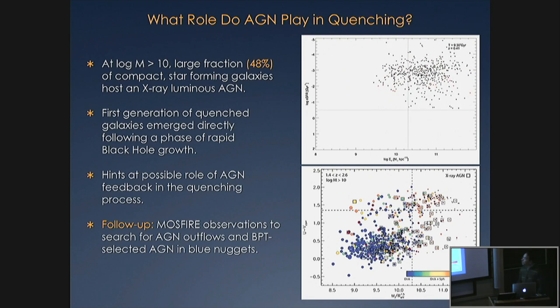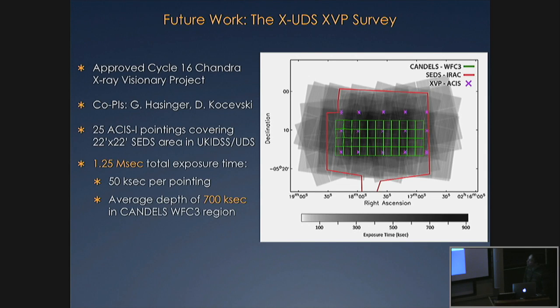Okay, so I think I'm just about out of time, but I'll add one quick slide. One of the limitations to both of the samples I just spoke about, Compton-thick AGN found through reflection-dominated spectra, and these compact star-forming galaxies, is that they're very rare. Essentially, we have small sample sizes for both, and we're hoping to alleviate that problem a little bit with our new X-ray observations in the UDS.